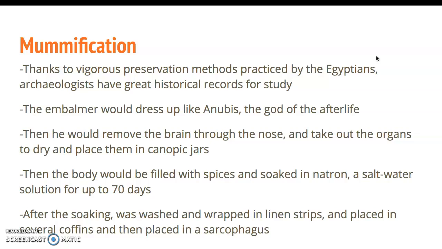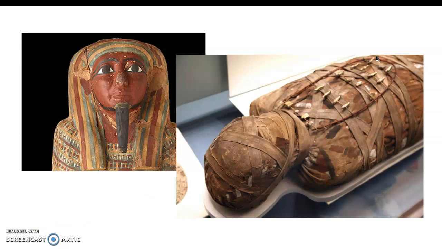After the soaking, the body would be washed and wrapped in linen strips and placed in several coffins, usually made of wood at the base, and then finally placed in a metal or stone sarcophagus, a fancy coffin cover. There we go. So this would be an example of the sarcophagus right here. This one not super fancy, but has a face painted on it. This is what the mummy looks like with just the wrappings on it.